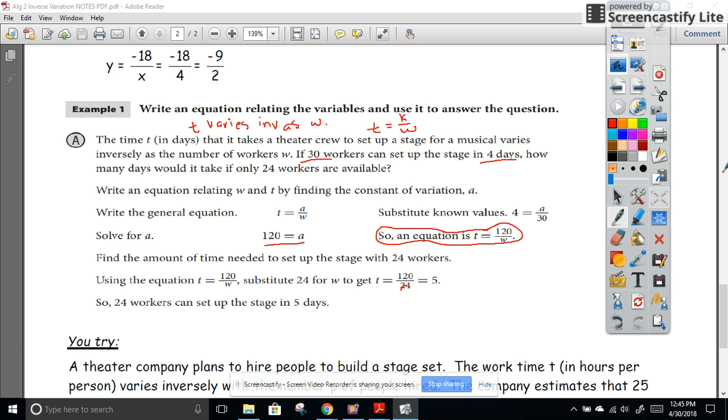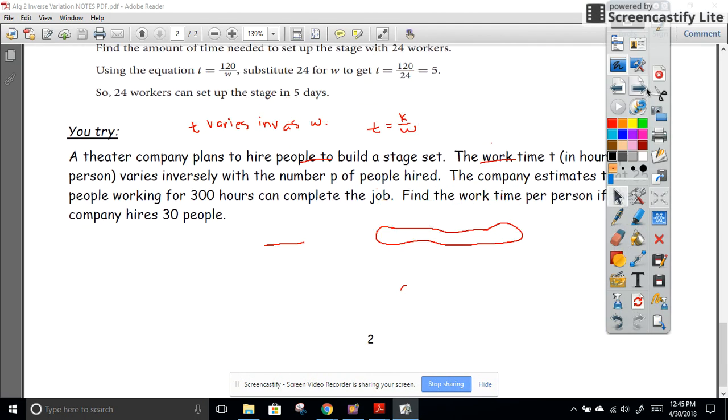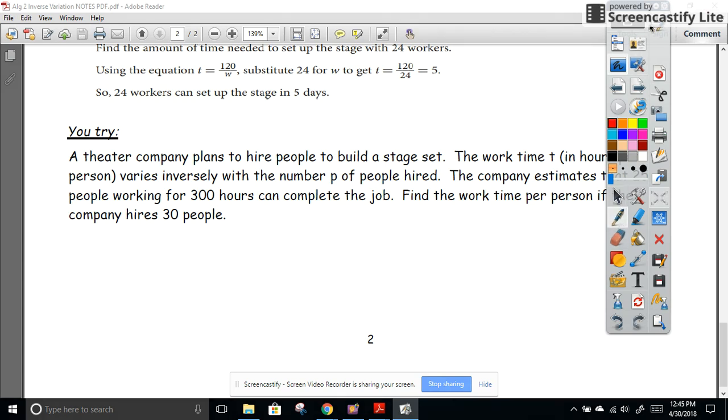Okay, let's see if we can do this one down here. All right, so probably what you should do at this point is pause the video and see if you can do it, and then turn it back on and compare your work to my work.